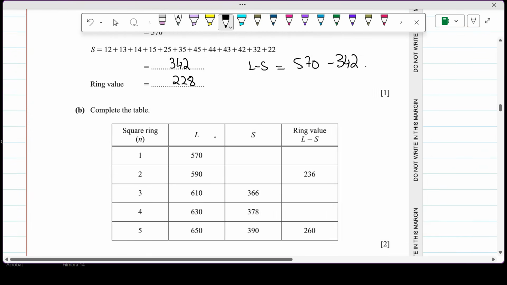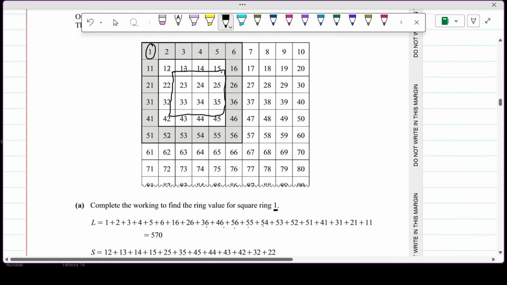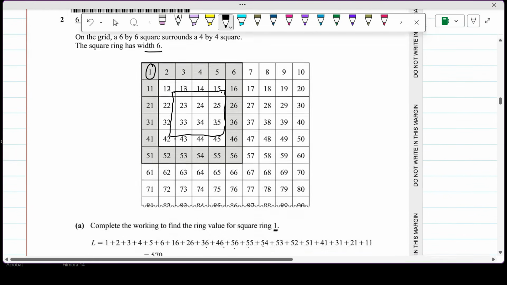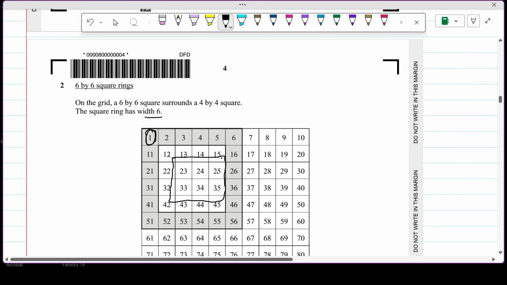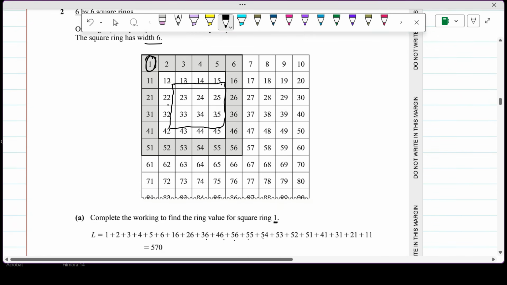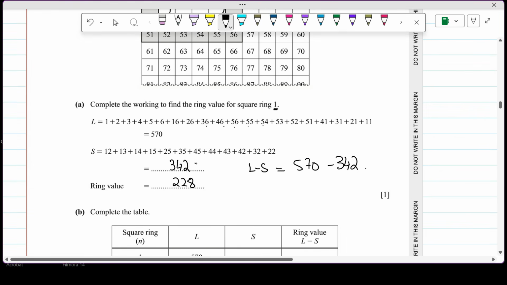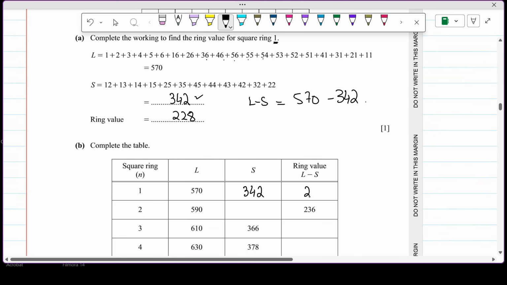Part B, complete the table. We need to find the value of S when n is equal to 1. We just calculated this one because this is the square ring 1, because the 1 is on the top left corner of the 6 by 6. In this case S is 342, and the ring value for this case was 228.